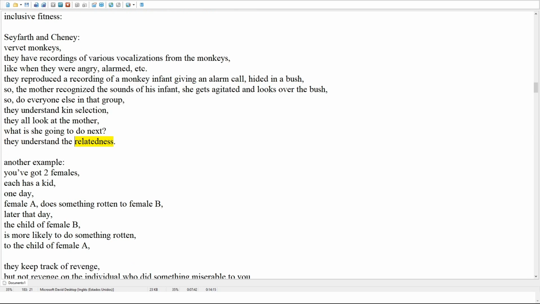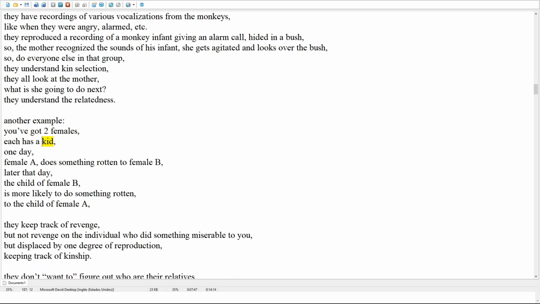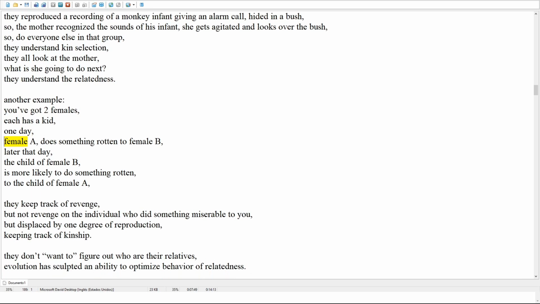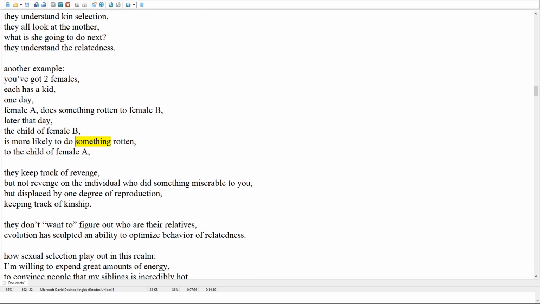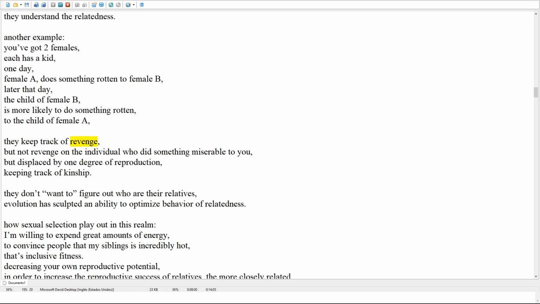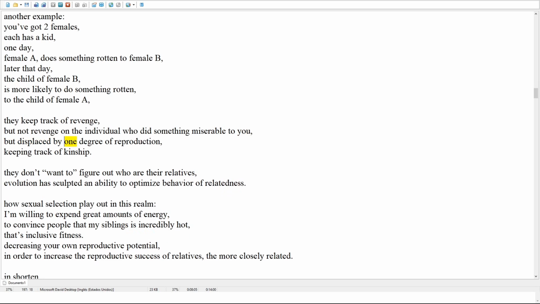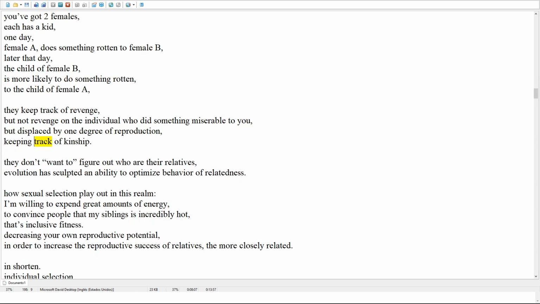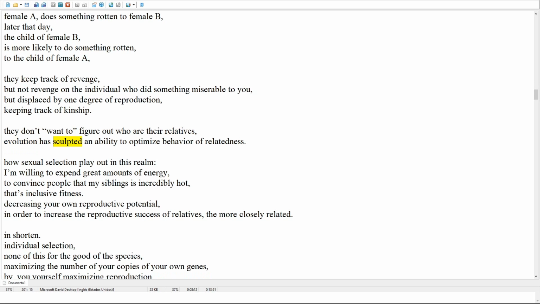They understand the relatedness. Another example. You've got 2 females. Each has a kid. One day, female A does something rotten to female B. Later that day, the child of female B is more likely to do something rotten to the child of female A. They keep track of revenge, but not revenge on the individual who did something miserable to you, but displaced by 1 degree of reproduction. Keeping track of kinship. They don't have to figure out who their relatives are. Evolution has sculpted an ability to optimize behavior by relatedness.